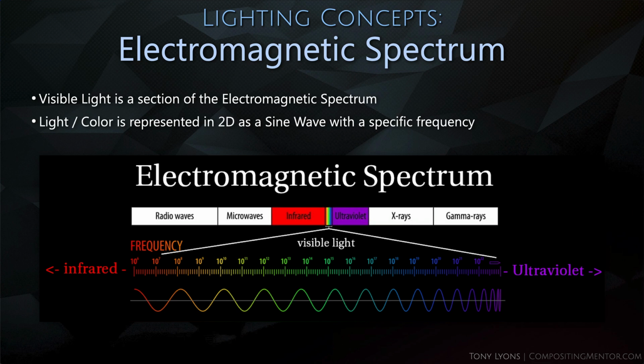Visible light is a section of the electromagnetic spectrum. Light in color is represented in 2D as a sine wave with a specific frequency. Lower frequencies are more in the red range, and then they turn more green, and then higher frequencies get to blue and violet. This is the section of the electromagnetic spectrum that we can see, called visible light. When things are higher frequency than we can see, they become ultraviolet, and when they're lower frequencies than we can see, they become infrared. We've heard of ultraviolet and infrared before. Those are areas of the electromagnetic spectrum that we cannot see, but for example, cameras can pick them up, and we kind of generally know about them.